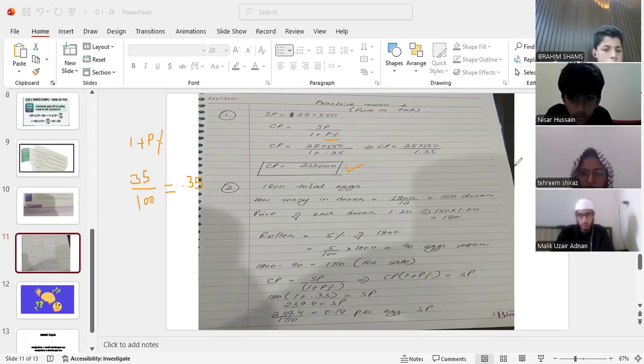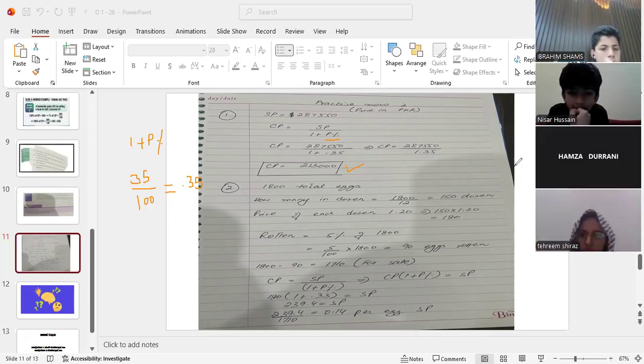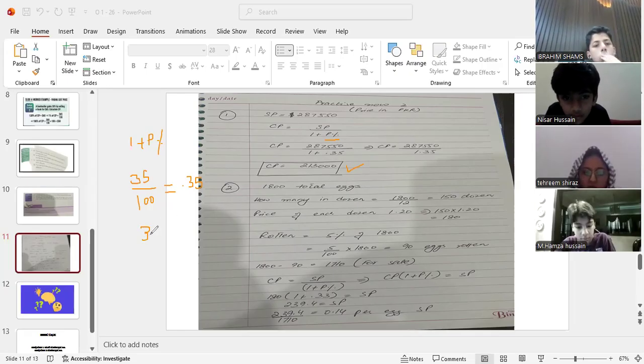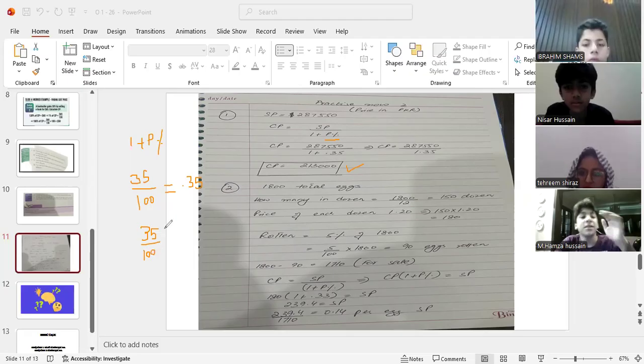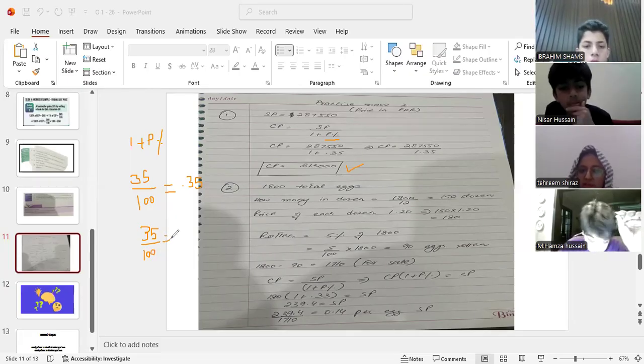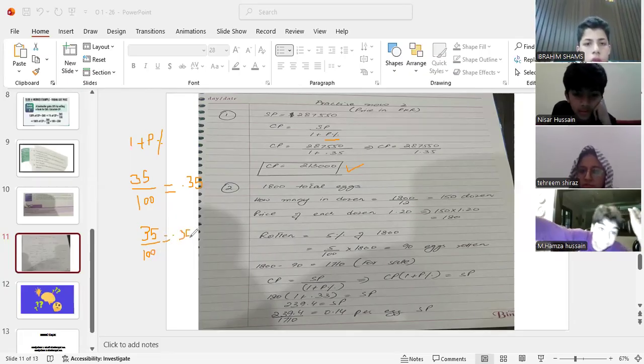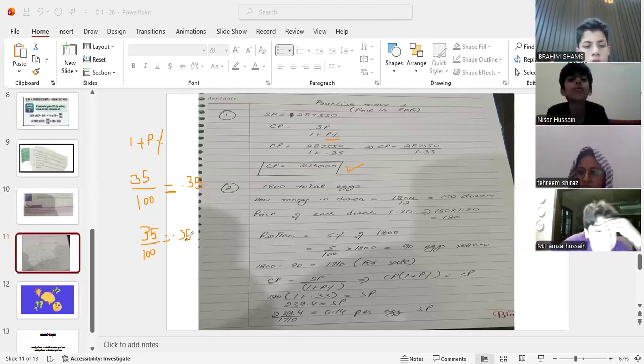Yes, Nisar, what is the question? Ma'am, I don't understand why the profit percent is written as 0.35. Beta, see this. The profit was 35%. What does percent mean? Percent means 35 over 100. Is this so? Right? 35 over 100 means 0.35.